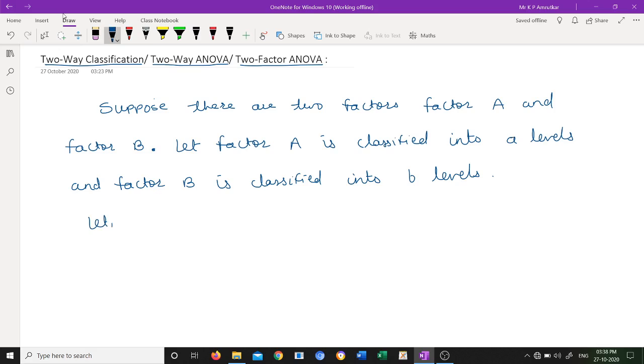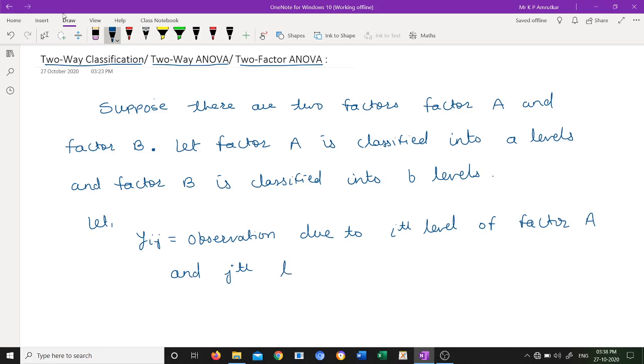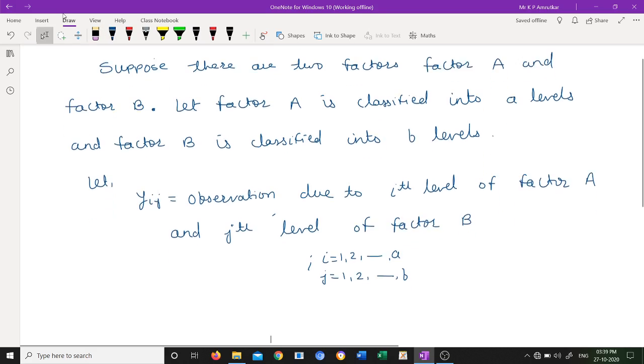Let this notation Yij mean the observation due to the ith level of factor A and the jth level of factor B. Here i is running from 1 up to A and j is running from 1 up to B. So Yij means the observation due to the ith level of factor A and the jth level of factor B. Now we are going to see the recording of observations.